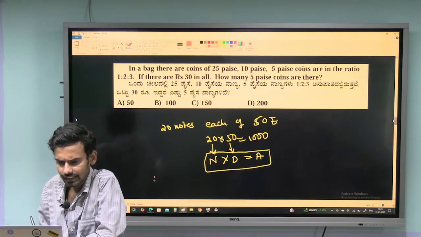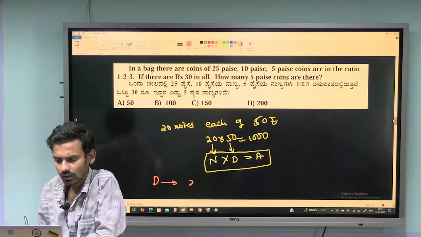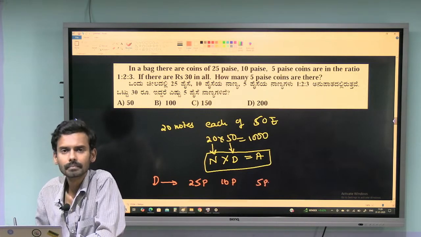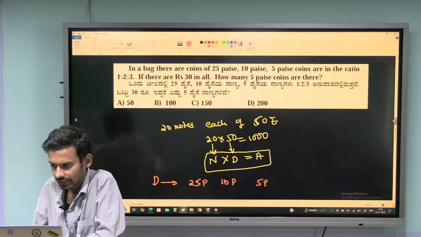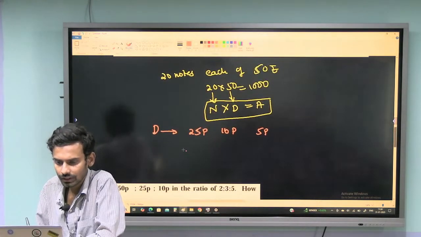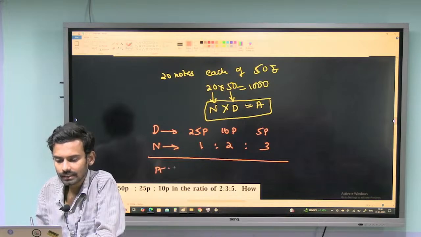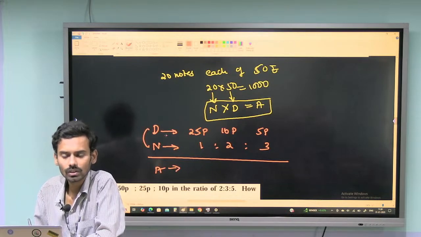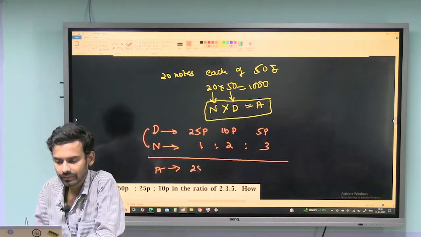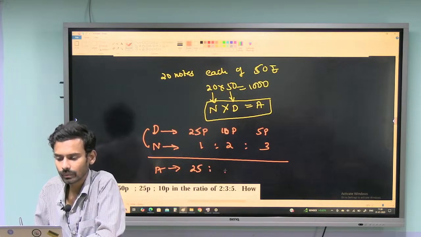So first, what is the denomination? Denominations are 25 paisa, 10 paisa and 5 paisa. Then the ratio of the coins is given to me as 1:2:3. So the number of coins will be 1:2:3. If I want to get the amount, it is nothing but denomination into number of coins. So 25 into 1 is 25, 10 into 2 is 20, 5 into 3 is 15.